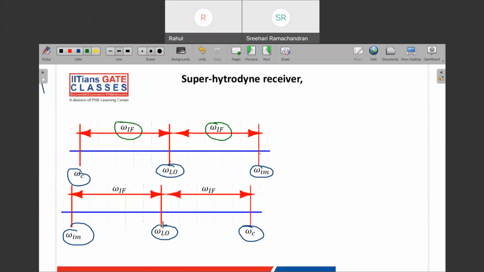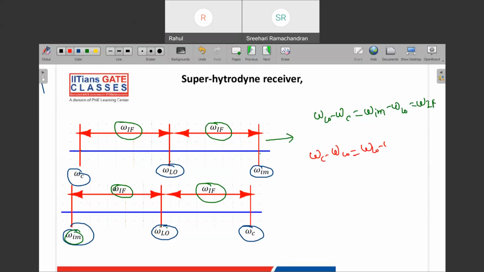The same thing is here. The distance between omega LO and omega c is omega IF, and the distance between omega image and omega LO is omega IF. So in the first case, omega LO minus omega c is equal to omega im minus omega LO, which is equal to omega IF. But in the second case, it is just the opposite: omega c minus omega LO is equal to omega LO minus omega im, which is equal to omega IF. So in both cases it is a superheterodyne receiver. It is just that in one case the image is higher, in the second case the image is lower.